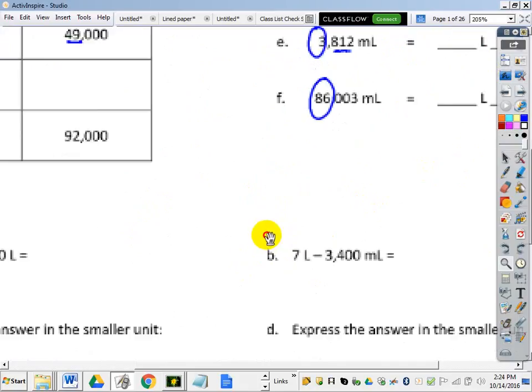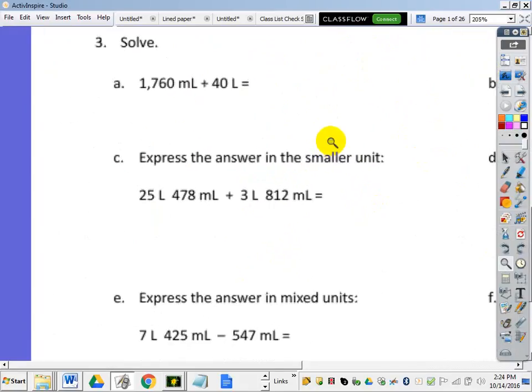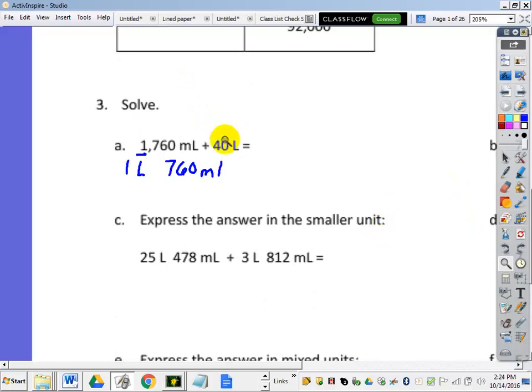And we'll go on. Down here we're going to solve. We've got to add some milliliters to liters. So this is the liter part, the thousands, right? So this is 1 liter, and this is 760 milliliters. Now what are they asking us to do? Just solve. Okay, so we want to add it to 40 liters. So we can say that there's 40 that belongs with this 1 liter sticking out here, and that looks like it's going to be 41 liters with 760 of those little milliliters left over.